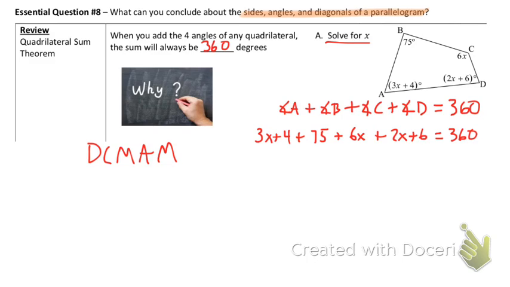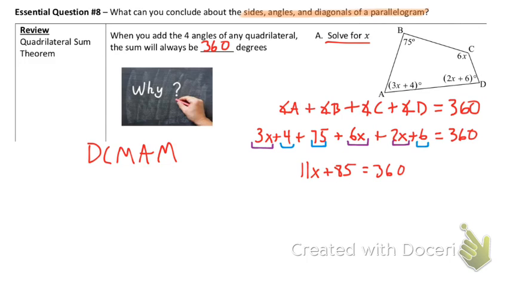We're going to combine all the x variables together. So that's going to be 3x, 6x, and 2x. If you add that up, 3x plus 6x is 9x, plus 2 more x gives me 11x. Now I'm going to add up all the constants, the numbers without variables. So 4, 75, and 6. 75 plus 4 is 79, 79 plus 6 gives you positive 85, and then we simply bring down the 360.